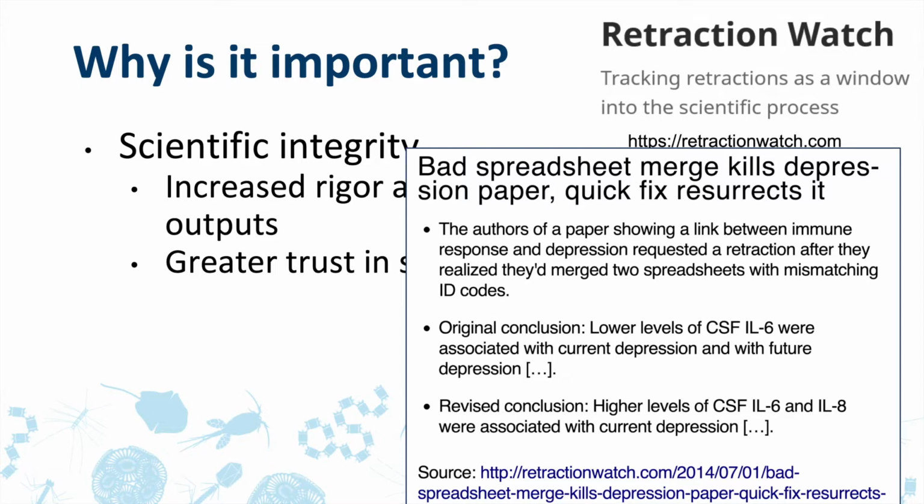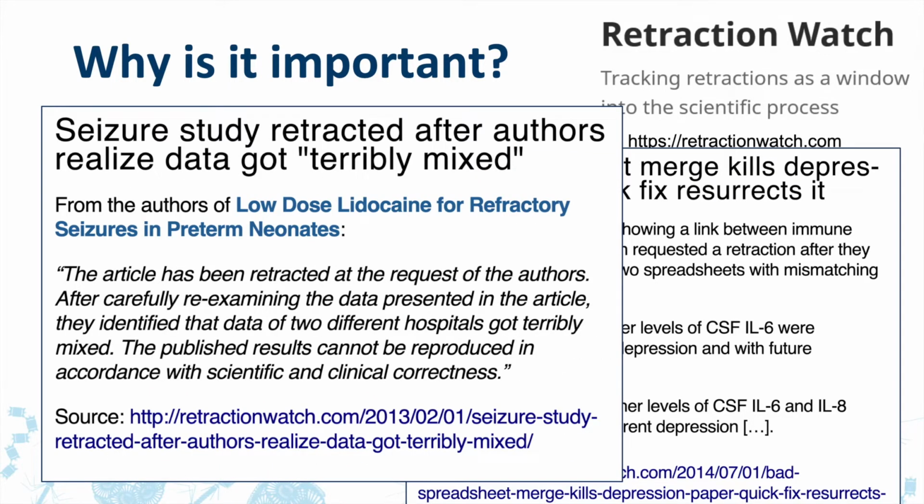So for example, a lot of them have to do with spreadsheets. Here's one where attempted spreadsheet merge totally changed the conclusion of a paper. So they had to retract the paper, fix their spreadsheet merge, and they wound up with this revised conclusion. So everything was done in a transparent and open way, but these checks on reproducibility are what found the error eventually. Here's another one where this was a study on seizures, and the data got all mixed up, and the authors had to retract the study.